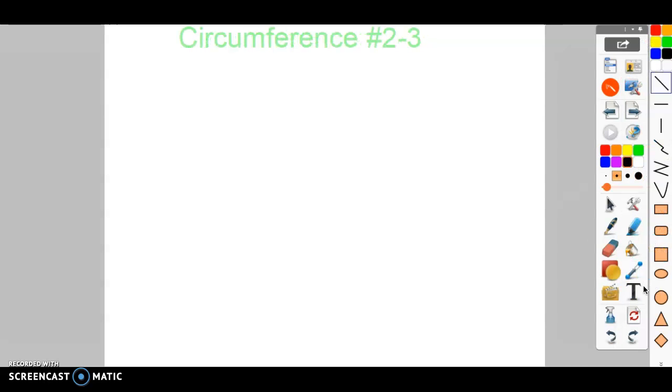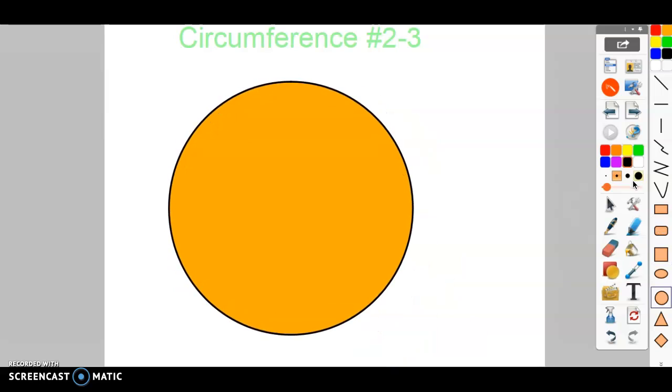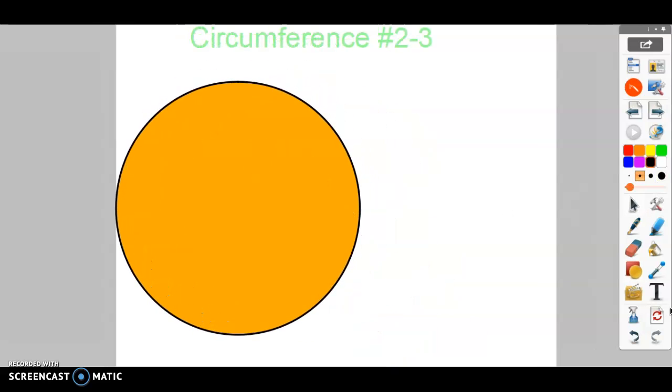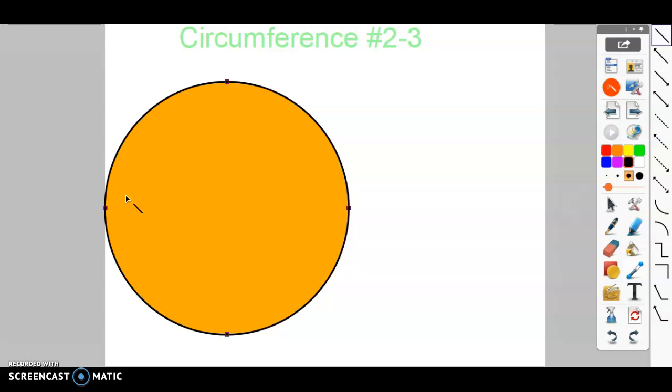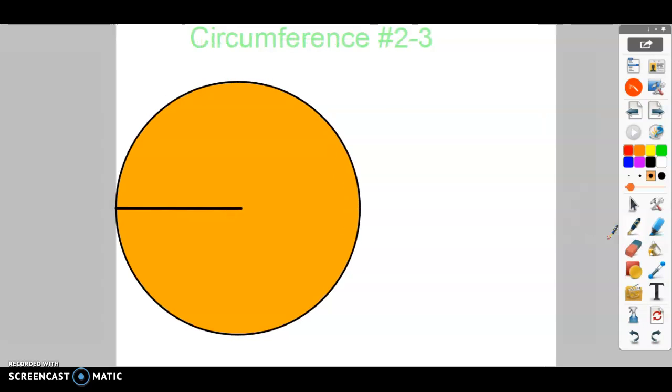So I'm going to make a circle. Give me just a second. I don't want a big one. And let me make some lines from here in the middle. I'm gonna have my mouse on, so my writing won't be as perfect.